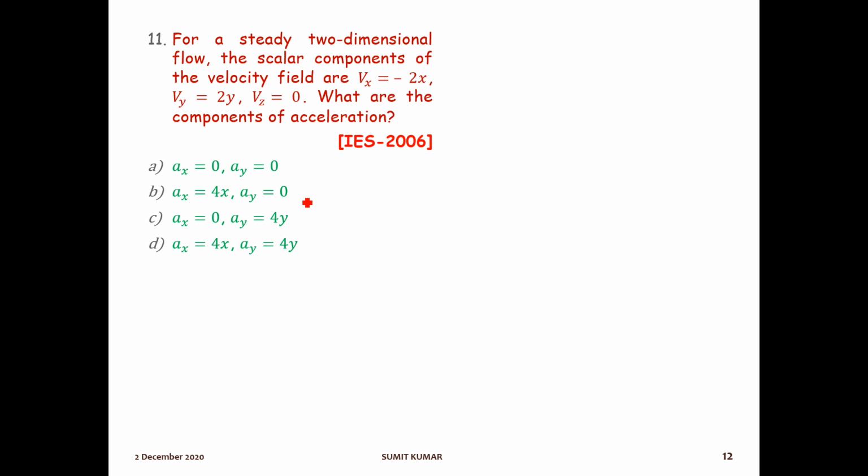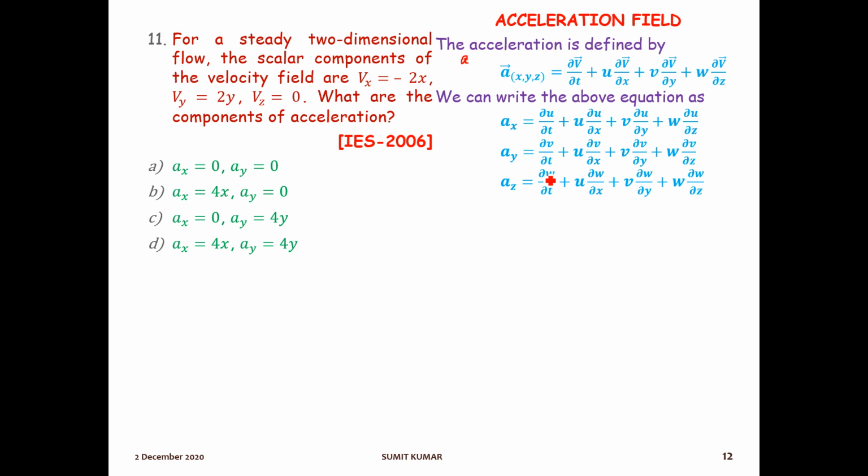Now for a steady 2-dimensional flow, the scalar components of the velocity field, that is u, v and w, are given. What are the components of acceleration? First of all, find the acceleration in x direction. Ax is what? The formulas are already remembered. So ax is del u by del t plus the convective terms. For a steady flow, del u by del t will be 0, because in a steady flow the flow property does not change with time.